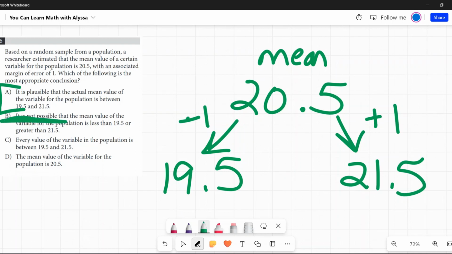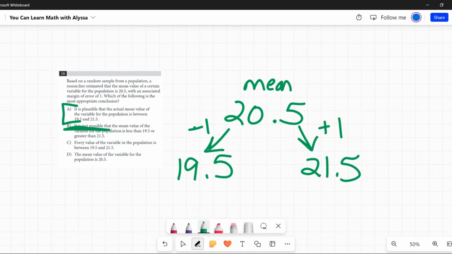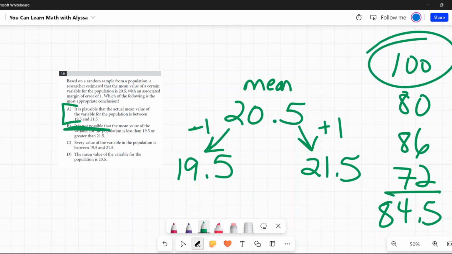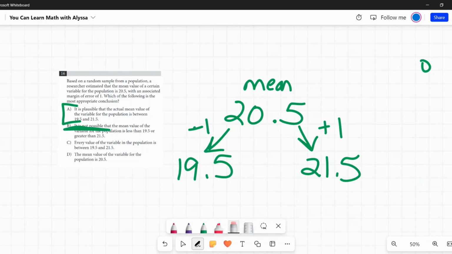C, every value of the variable in the population is between 19.5 and 21.5. When we say mean, we're talking about an average. We are averaging all these numbers together. So let's say I was averaging test scores, and I had 100, and then an 80, and then an 86, and then a 72. If I average those together, pop those in my calculator, my average is 84.5. Does that mean that every test score I had was really close to this 84.5? No. I have this one outlier at 100. I have another one at 72. When you're averaging, you can have numbers that are way higher or way lower. It doesn't mean they have to be in there. So C is out.